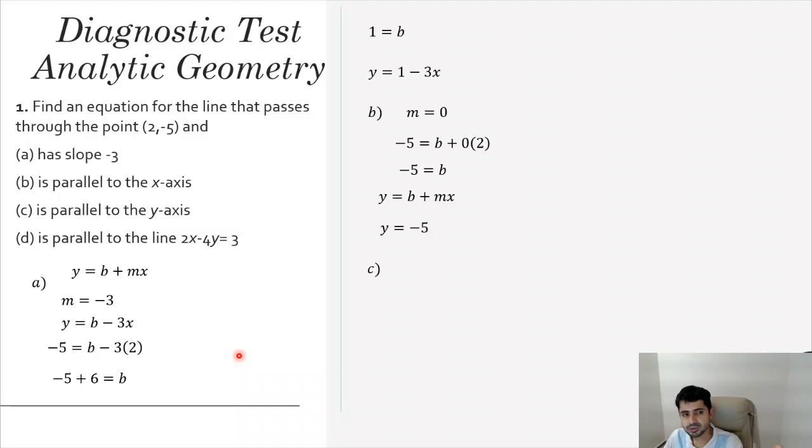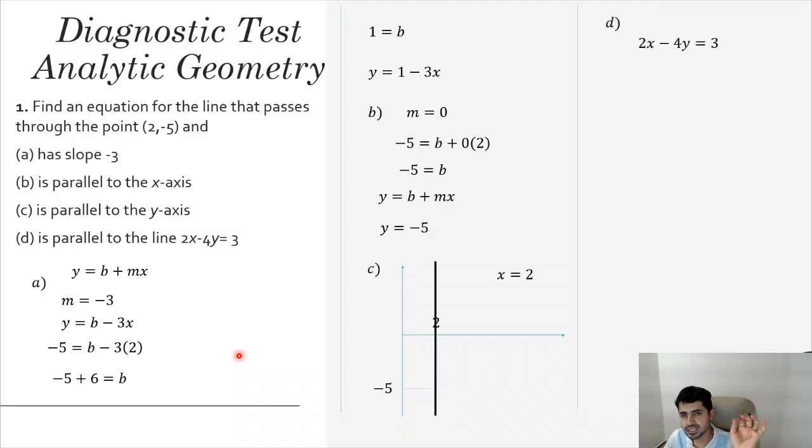C is parallel to the y-axis. Well, I just depict a graph to understand the idea a little bit more. In this case we have the point (2, -5), 2 for the x-axis and -5 for the y-axis. Due to being parallel to the y-axis, it should be a vertical line which crosses the x-axis at 2, but it naturally doesn't cross the y-axis because it is parallel. So the equation should be x equal to 2. It doesn't matter what the value of y is, x is equal to 2 for all y values.